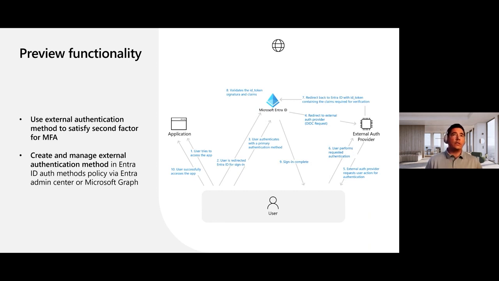So if the user completes username and password with Entra, then the user needs to complete a something you have or a something you are, a biometric or a possession-based factor with the external provider. The user completes that, and then the provider sends an ID token back over to Microsoft Entra. We validate that the token meets the criteria, and then issue a token for the user to be able to access the application. The user is able to access the application and move on.